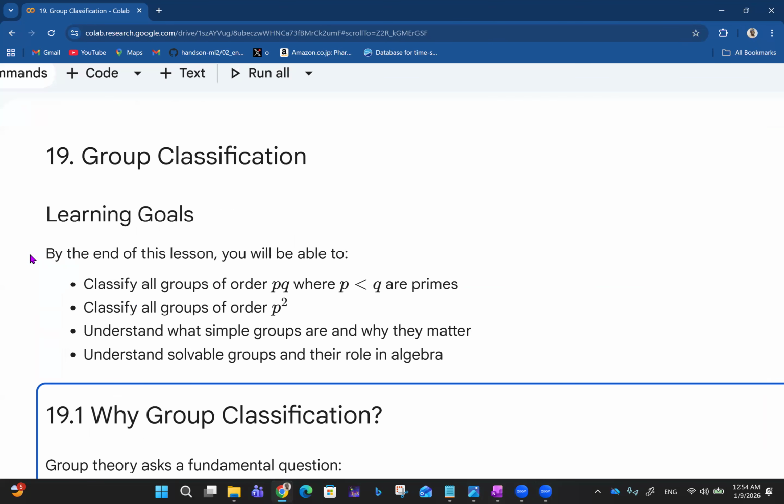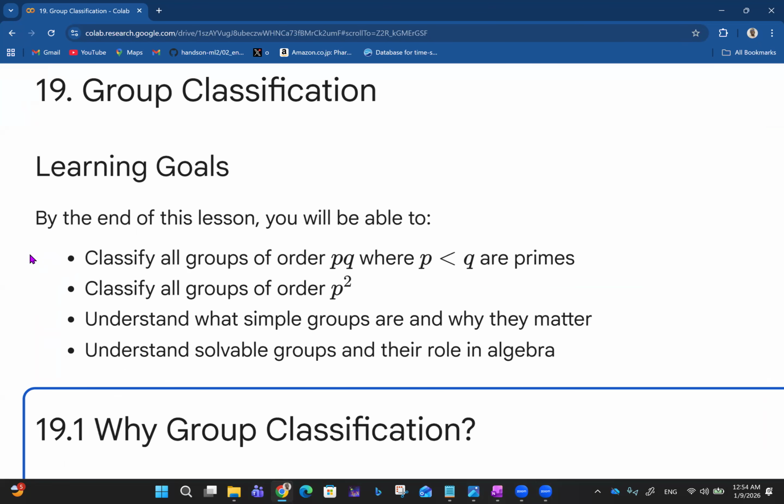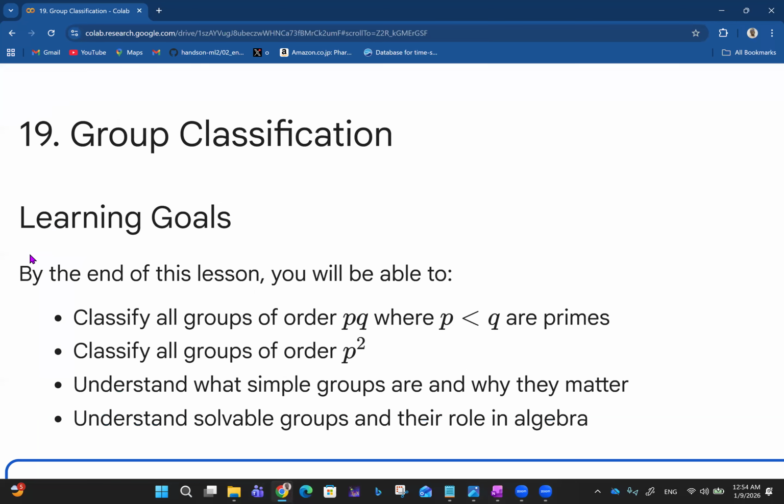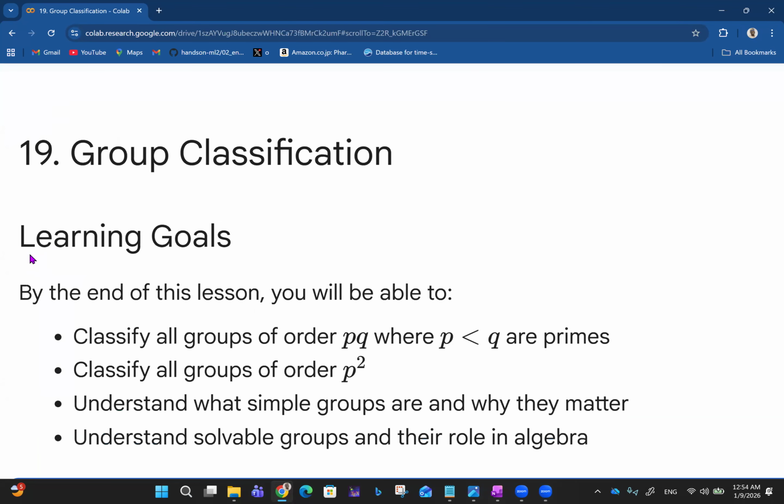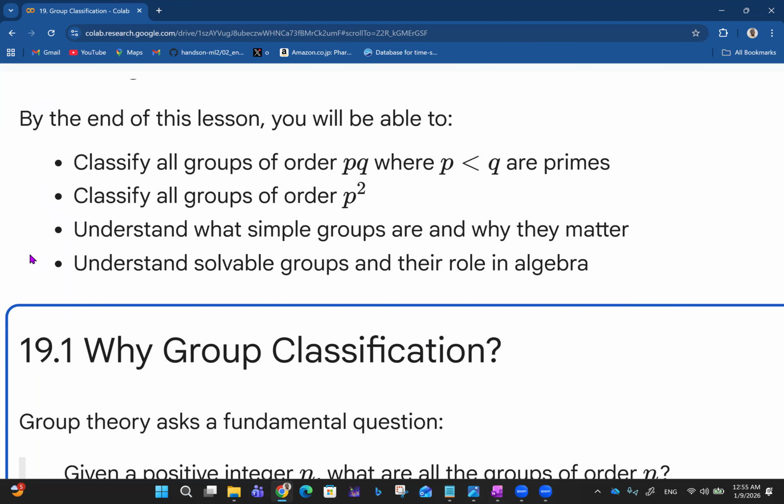Talking about group classification, the learning goals are as follows. By the end of this lesson, you'll be able to classify all groups of order PQ. I mean, in the last video we already began to get glimpses of order PQ, where P is less than Q are primes. We also classify all groups of order P squared, understand what simple groups are and why they matter, and understand solvable groups and their role in algebra.